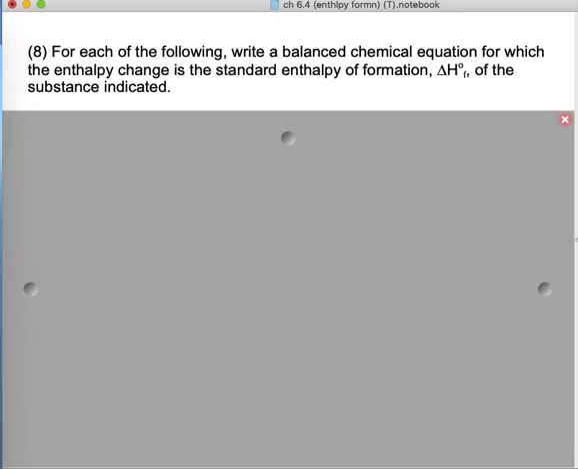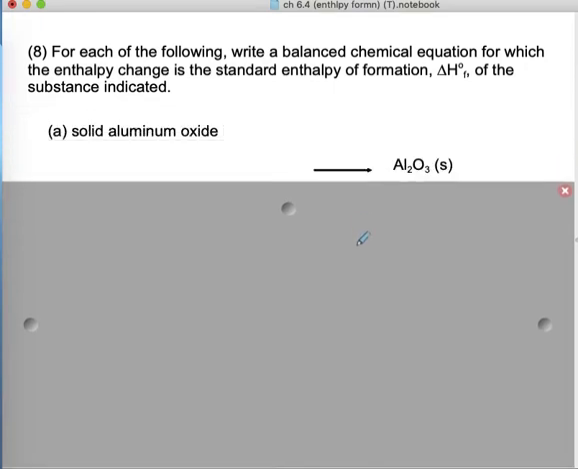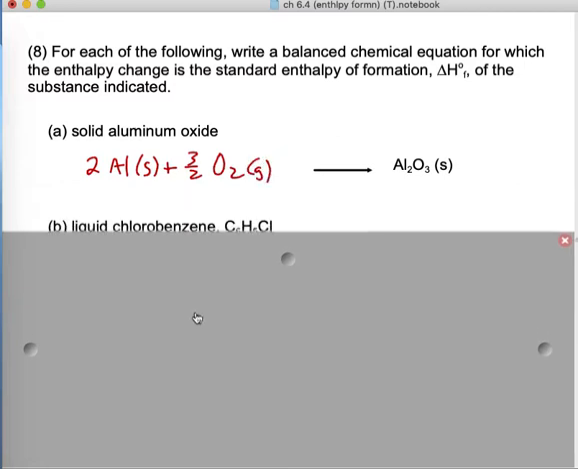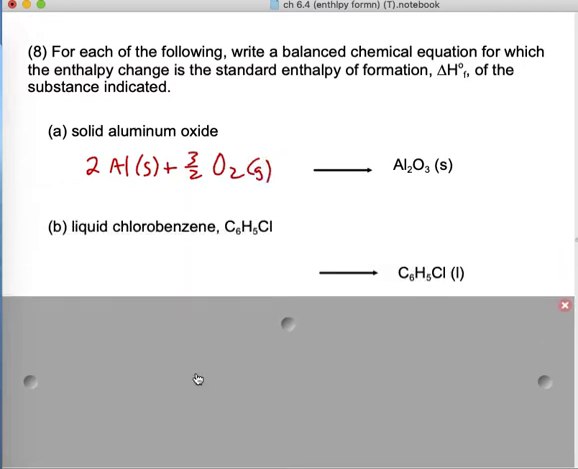So let's practice that. For each of the following, write a balanced chemical equation for which the enthalpy change is the standard enthalpy of formation of the substance indicated. So you can start by simply writing the formula of the product. Solid aluminum oxide, what makes that up would be 2 moles of aluminum metal plus 3/2 moles of O2 gas. Liquid chlorobenzene, C6H5Cl, that would be 6 moles of solid carbon plus 5/2 moles of H2 gas plus 1/2 mole of Cl2 gas.